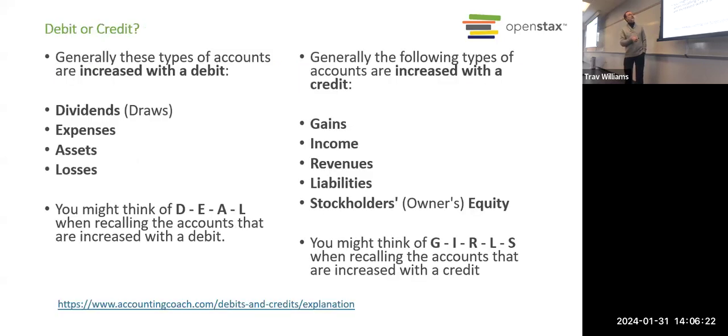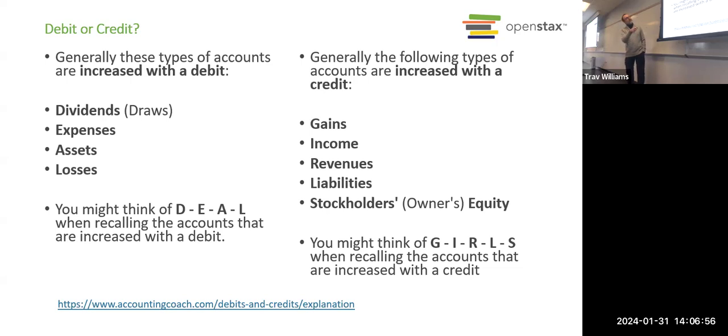Now, a couple things I'll point out. E stands for expenses, not equity. Students get that confused sometimes. And L stands for losses, not liabilities. Okay. As long as you remember dividends, expenses, assets, and losses, you know which accounts increase on the debit side, which is the left side. Does that make sense? Maybe it didn't sink in completely, but hopefully you get the general idea.